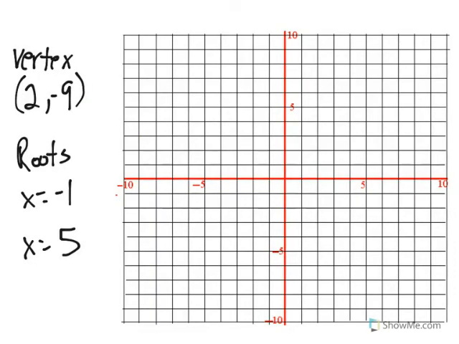Alright, so we have the vertex at (2, -9), so I go from the origin here 2 units to the right and down 9 so that I'm right there. So that's my vertex. And then I'm going to go ahead and graph my roots at x equals -1 and at x equals 5. And now that we have those, we're just going to go ahead and connect it with a curve.